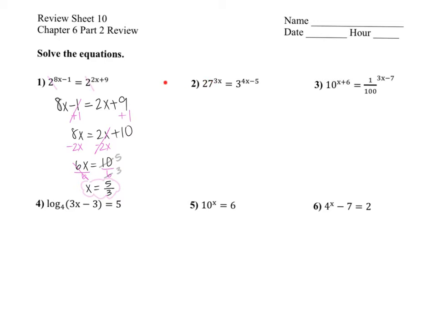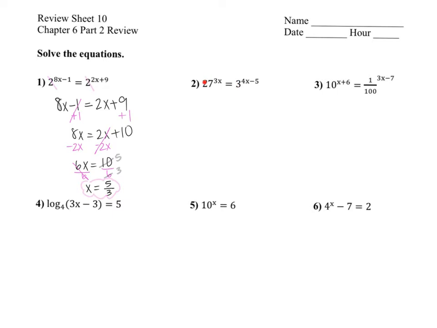So number 2 is kind of like number 1. The only problem is the bases are not the same right away. If the bases are not the same right away, you want to try to change the base so that they're the same base. So you want to ask yourself whether the 27 and 3 can both be the same base. I know that generally the bigger number, I can make it look like the smaller number. So generally we want to change the bigger number to look like the smaller number.